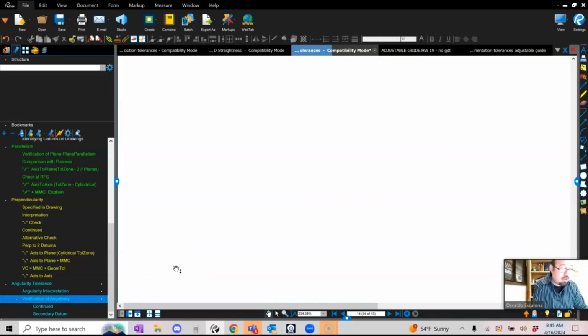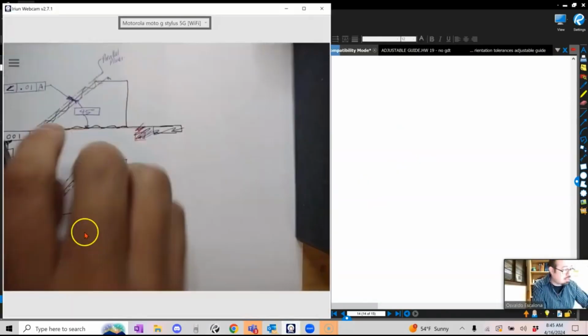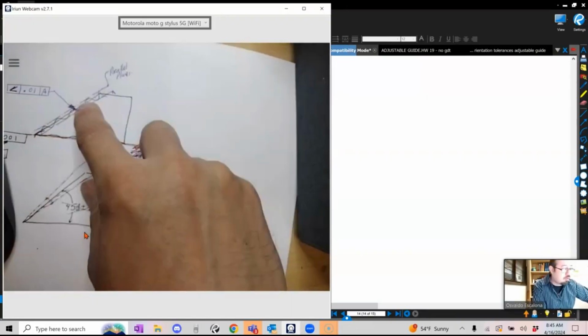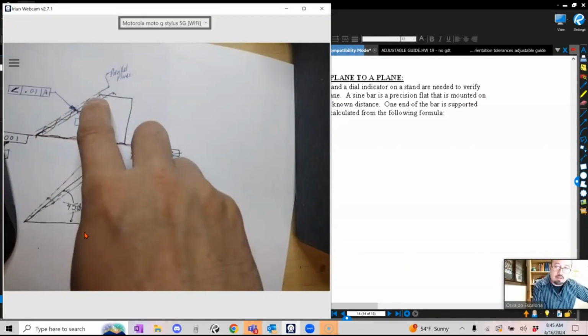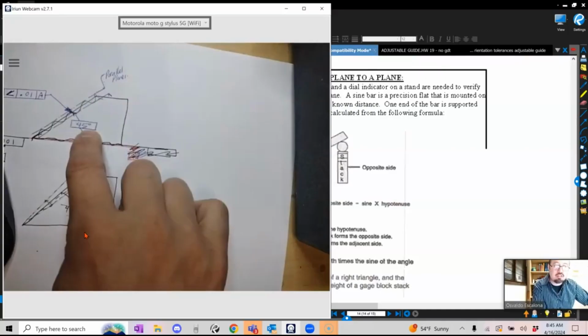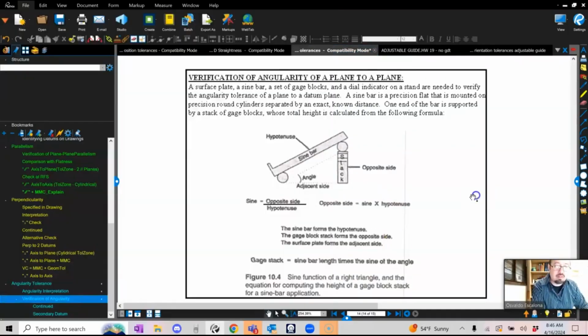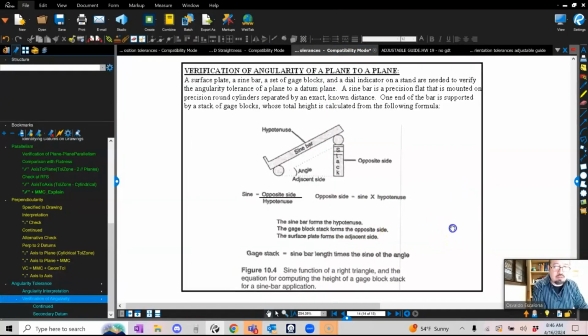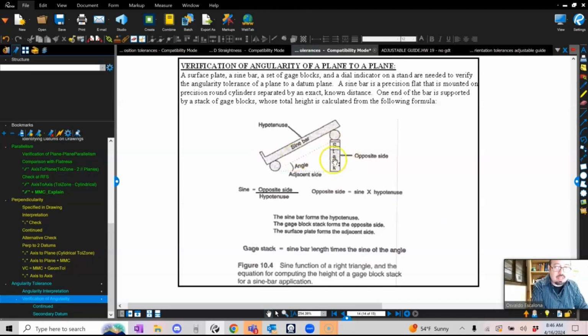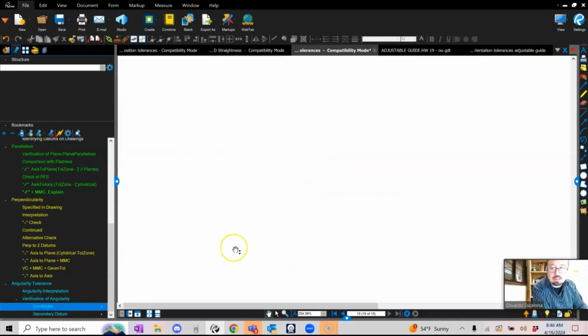And by default, you're also controlling form. You can see it, the waviness lives within these two parallel planes. So I'm controlling the form, then controlling the orientation with respect to that datum. The way you can do the verification, you can use a sine bar, and do a couple of stacks of these little gauges, stack them right on top of each other until you get the angle that you want, and then you can use that for inspection purposes.